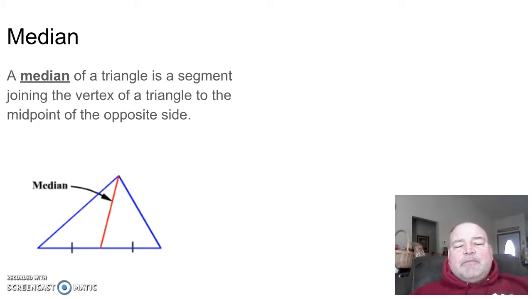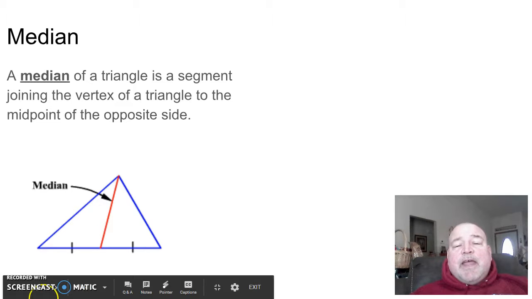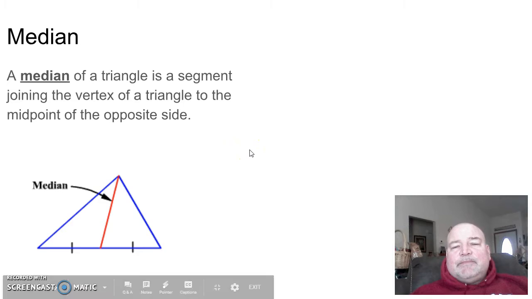First up, definition. A median of a triangle is a segment that joins the vertex of a triangle to the midpoint of the opposite side, such as in this diagram. Remembering that the midpoint will cut the side into two congruent parts and the vertex of the other side.